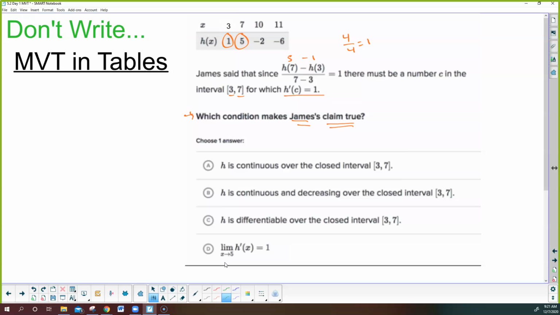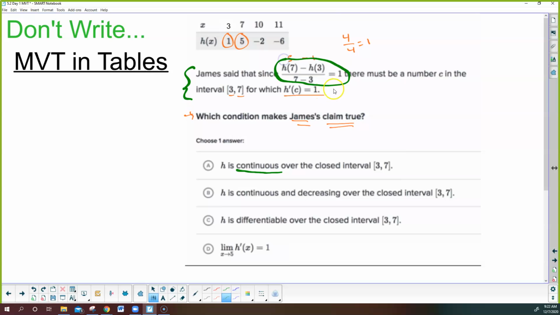All right. So the only statement that is going to make James's condition true is if the function is differentiable. Because notice, it doesn't say anything up here that the function is differentiable or continuous. Now, if you just say it's continuous, it also has to be differentiable because this part right here is the mean value theorem. So that's what they want you to see.